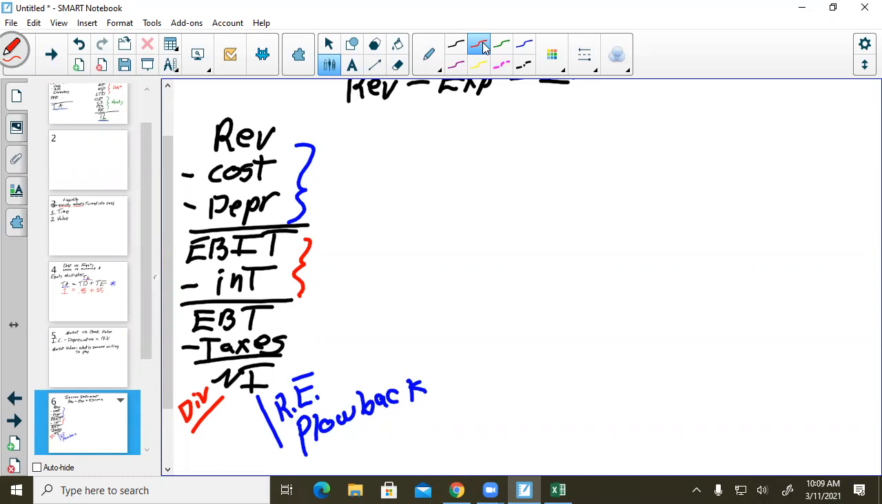All right. So revenue minus, when we get down to net income, goes two places: dividends or retained earnings. Very important you remember that. Okay. Is everybody good? Questions? All right.